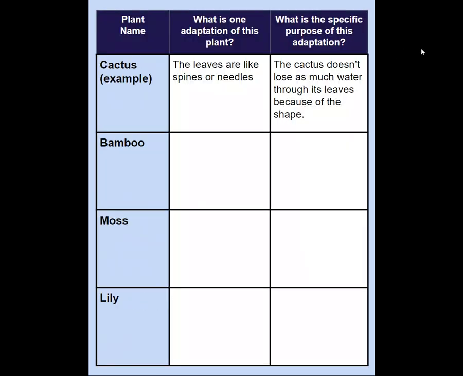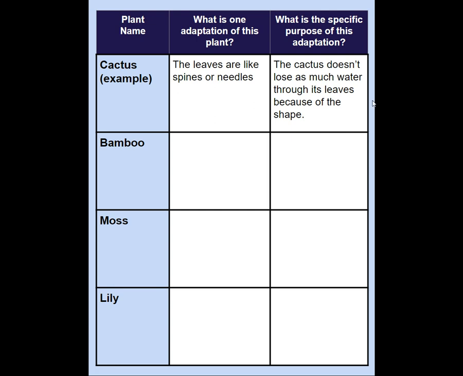The next thing you're going to do is you're going to have 8 different plants listed on this slide and the next slide. And what I'm asking you to do is research an adaptation of each of these plants, and you're going to put that in this middle column. So, for example, I looked up the cactus, and one of the adaptations of a cactus is that its leaves are like spines, or we think of them as needles.